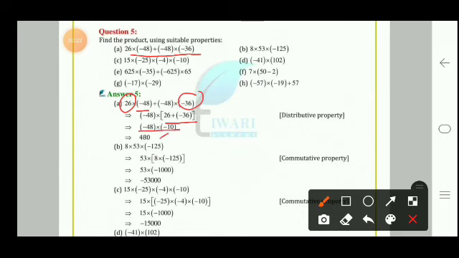Then the B part, if we see 8 into 53 into minus 125, so this is 8 into 53 into minus 125. So 8 into minus 125, this will become 53 into minus 1000, that is minus 53,000. Then the C part, if we see 15 into minus 25 into minus 4 into minus 10. So we have taken 15 into, within the bracket, minus 25 into minus 4 into minus 10, which is equal to minus 1000. So 15 into minus 1000 is minus 15,000. So we can see which property we are using here.